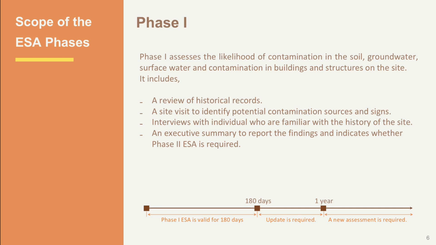The validity of a Phase 1 ESA is 180 days. An update is required if the site's Phase 1 assessment is more than 180 days old but less than 1 year. If it is more than 1 year, a new assessment is required.